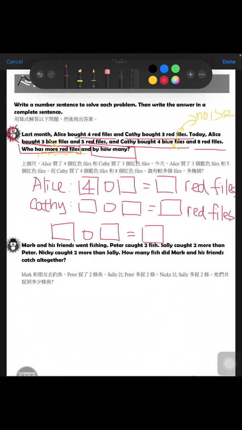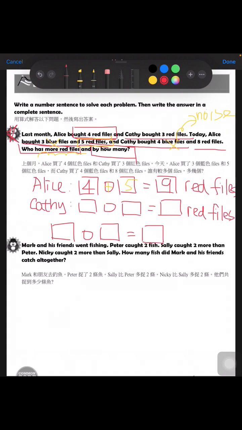Okay, next question. So how many red files does Alice have? 4 red files, and she later bought 5 red files. So 4 plus 5 equals to how many? Right, 9 red files. Very good.